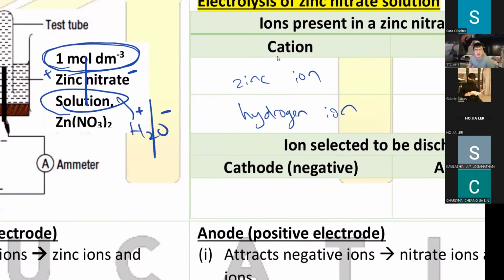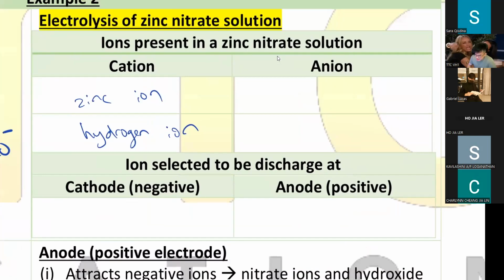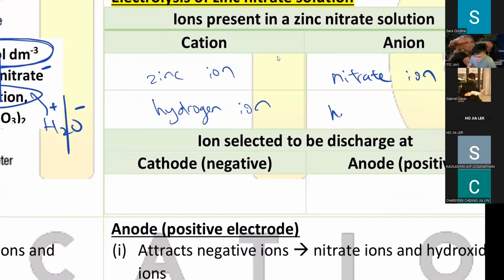Why would he touch the mercury? God. Okay, and then you have nitrate ion, and then you have hydroxide ion.